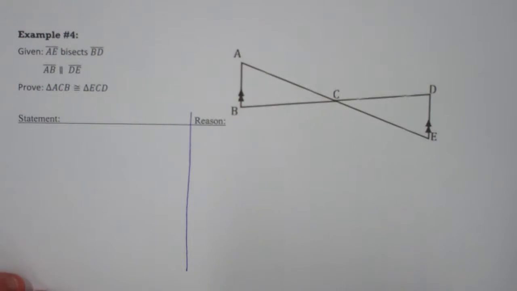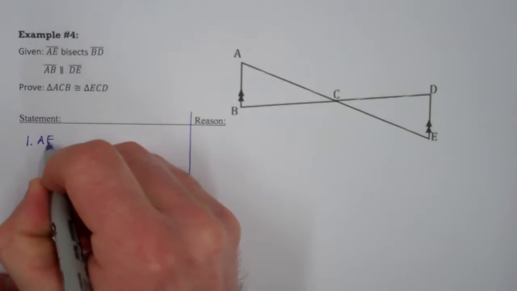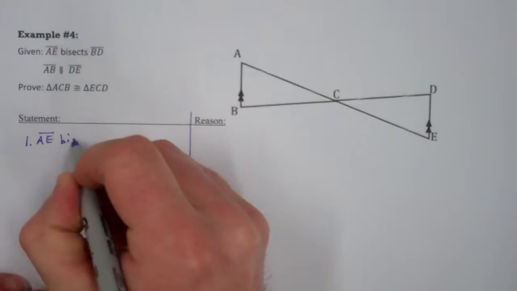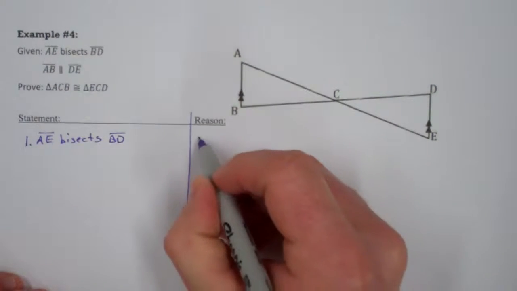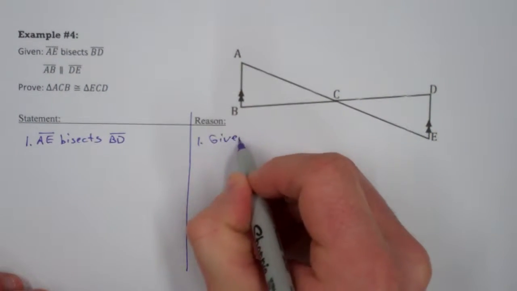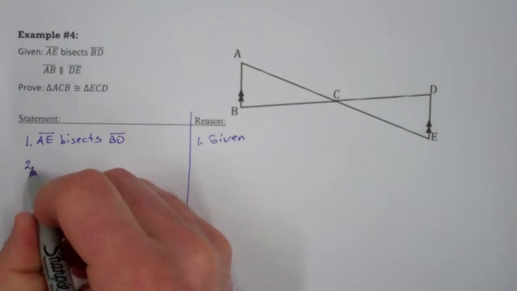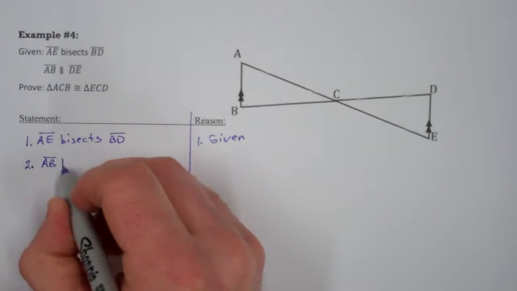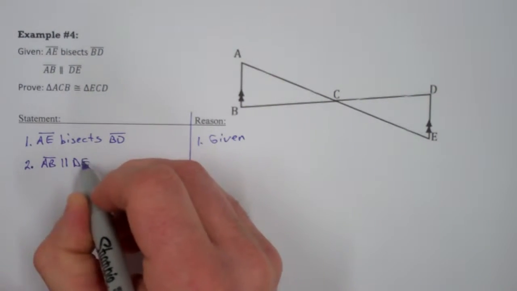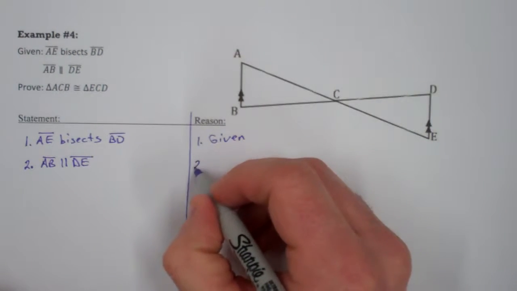In example 4, we need to prove a couple triangles here are congruent, and we're given some information that may help us on the road to doing that. So let's go ahead and write our given information down first. AE bisects BD, and we'll make a conclusion about that here shortly, but really nothing to mark here on the diagram. And we're also told that AB is parallel to DE.